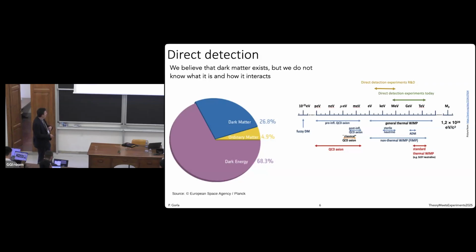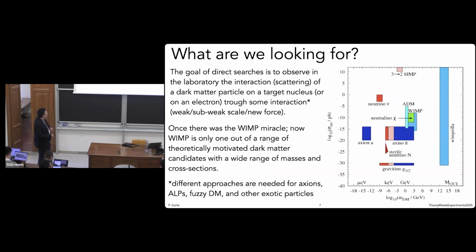So what we do nowadays, or what we did mostly in recent years, was to observe particles in the original WIMP miracle region, that is around, let's say, 10 to 100 GeV. So it's a very narrow region down here around the GeV, but there is still a lot of different ranges.